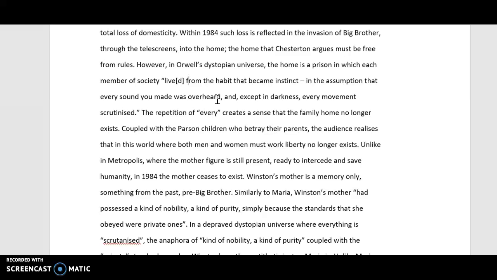"The repetition of every creates a sense..." So now I'm getting into my representation. How does it represent the ideas I'm talking about? "The repetition of every creates a sense that the family home no longer exists."